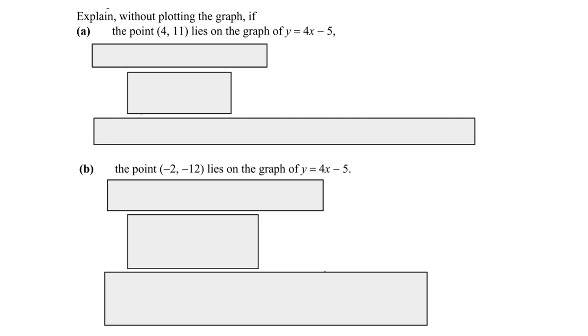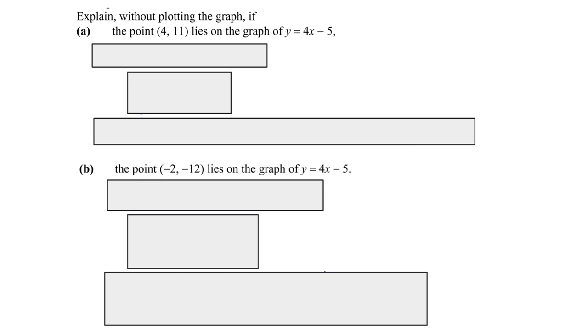Hello everyone, welcome to this video where we are required to explain, without plotting the graph, whether the point lies on a graph, and in this case the graph is y equals 4x minus 5. So how do we proceed to solve this?